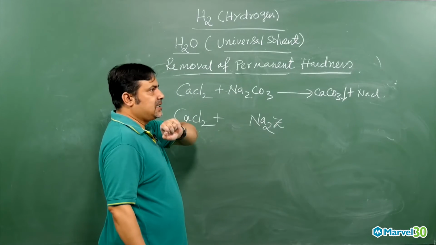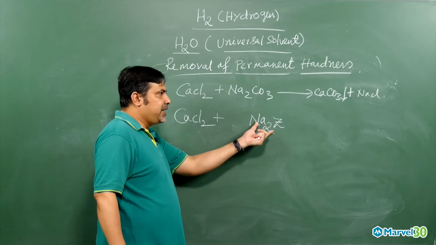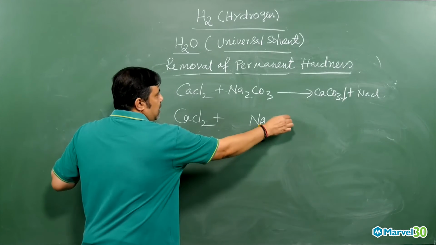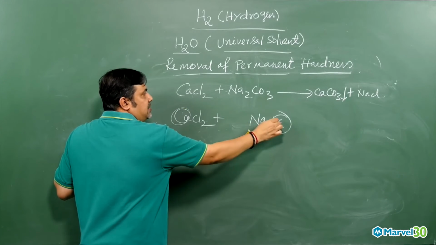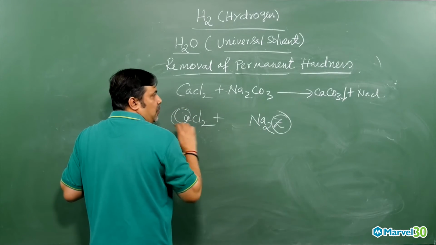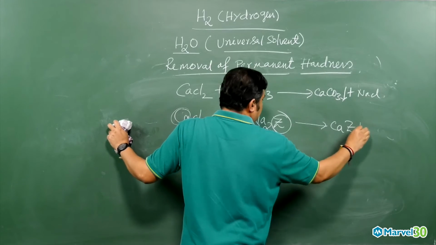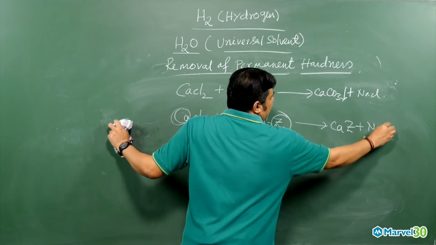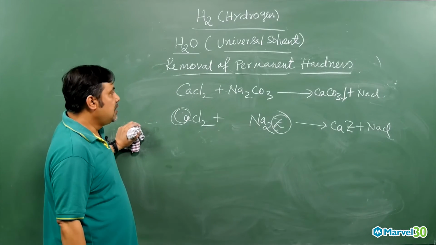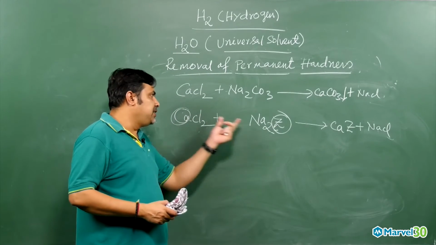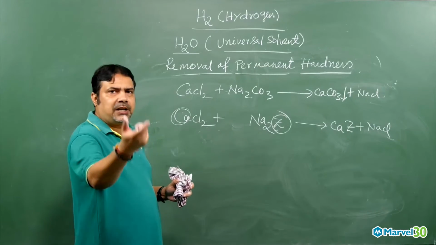This is a permutit. Whenever calcium comes into the picture with this permutit, Z is nothing but hexametaphosphate. So calcium will exchange with this and sodium will come over here. Immediately it will form calcium permutit plus NaCl, and Z is hexametaphosphate. That is why the hardness will be removed by this. This is nothing but a permutit, and this way we can remove permanent hardness.